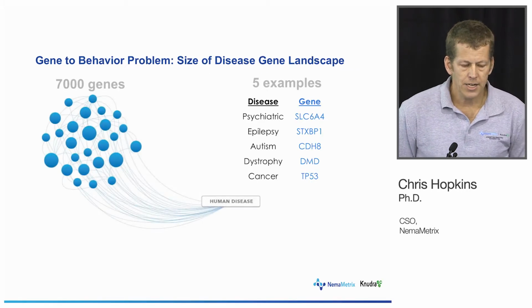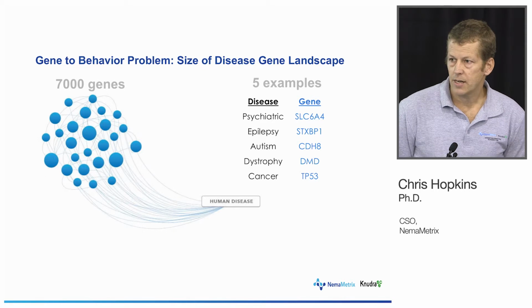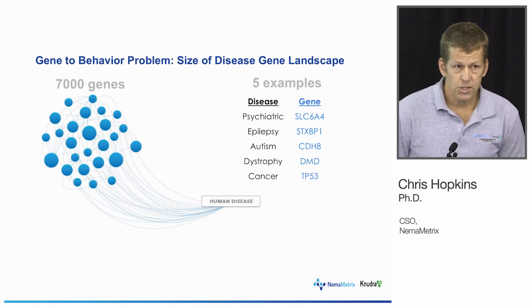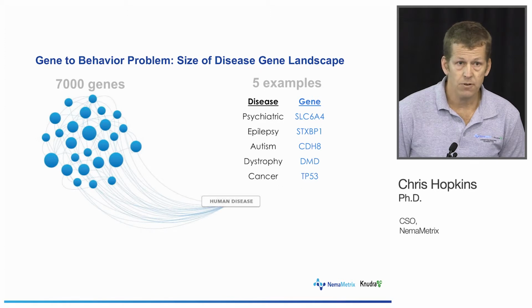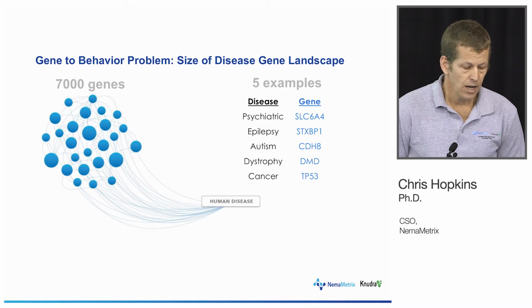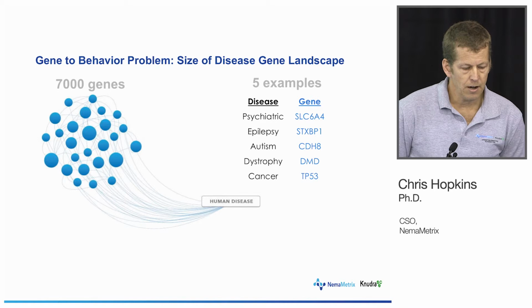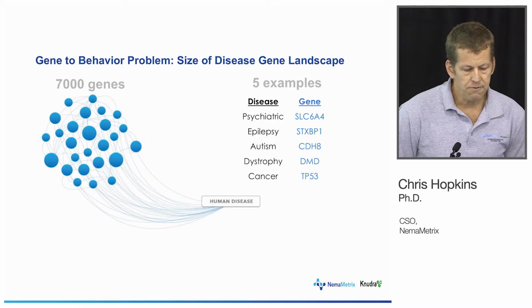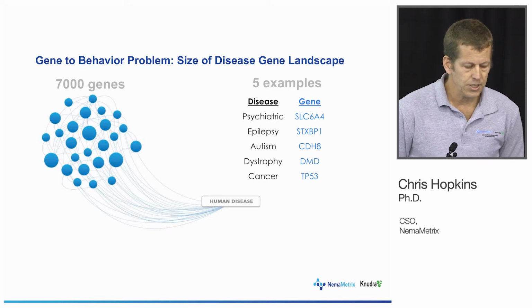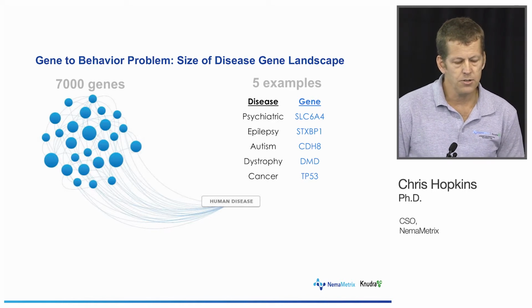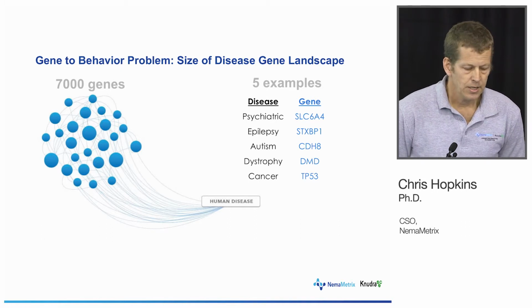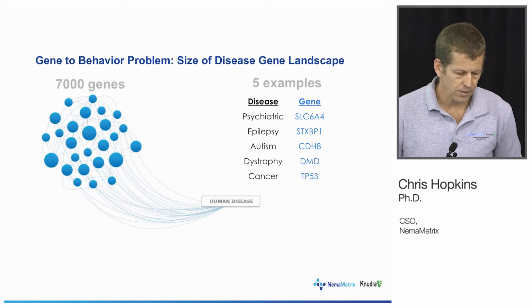To understand the nature of the problem, we must understand the landscape. About 1/3 of the genome is estimated to be involved in human diseases. This leaves us with about 7,000 human disease genes to look at. We have 5 case examples here in various disorders: those of neurobiology, psychiatry, epilepsy, autism, muscular dystrophy, and cancer.